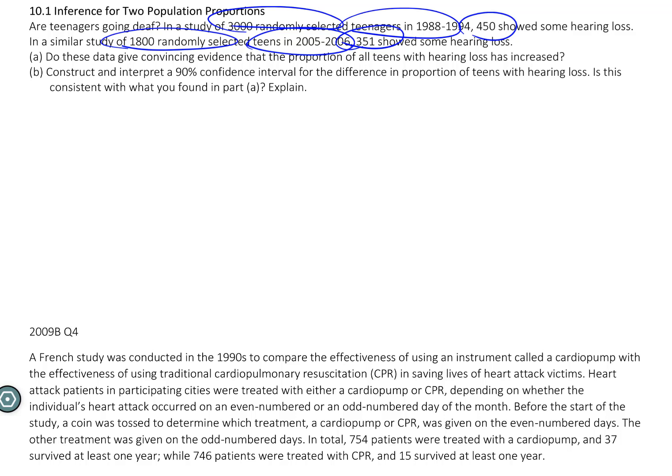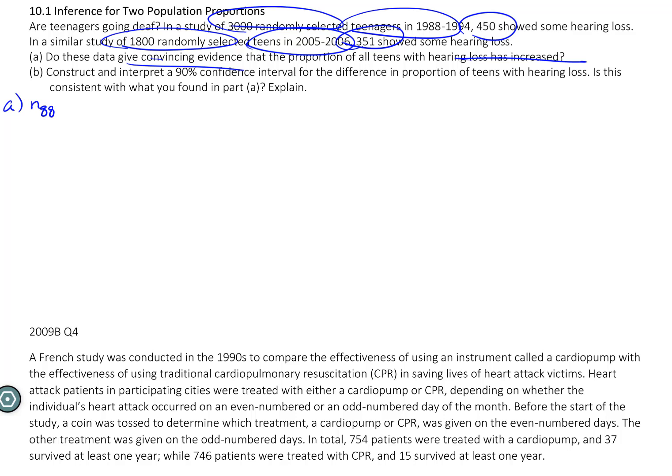Now, for part A, do these data give convincing evidence that the proportion of all teens with hearing loss has increased? Convincing evidence to me usually says do a hypothesis test. So that's what I'm going to do for part A. And I want to start by writing out all of my given information. It just keeps me organized. And I'm going to use different subscripts. I'm going to start off with this.